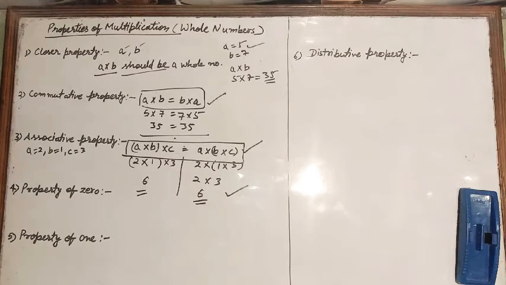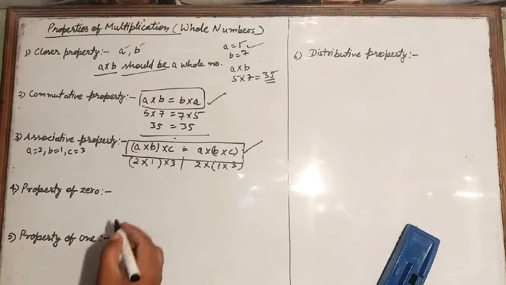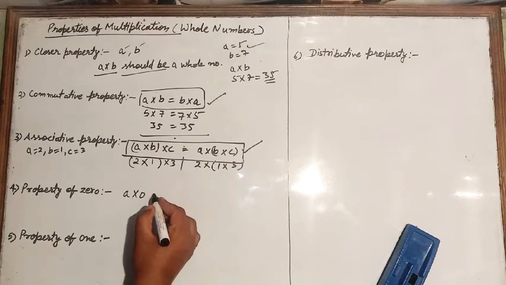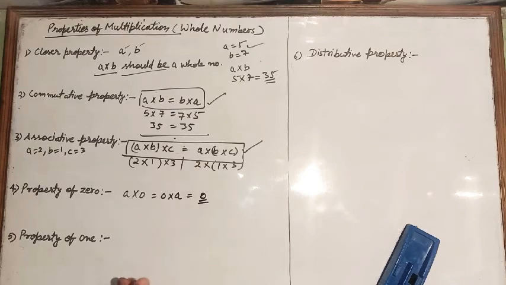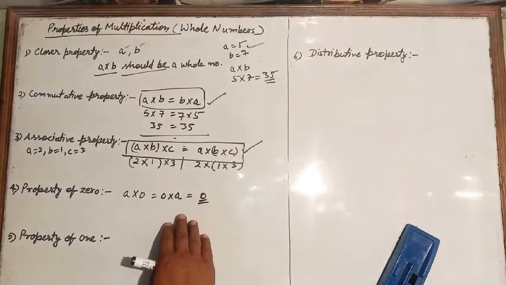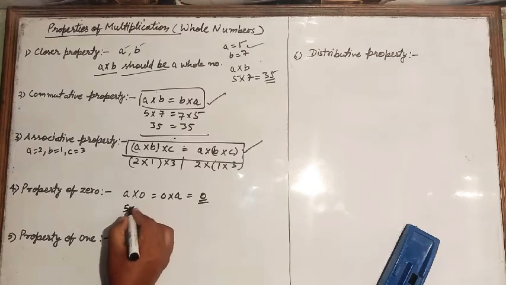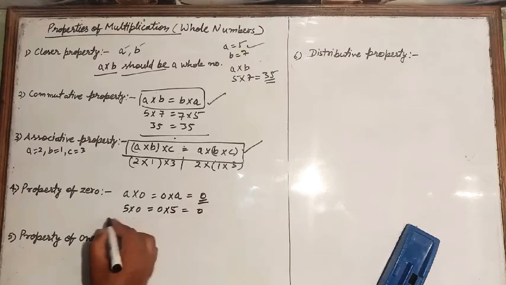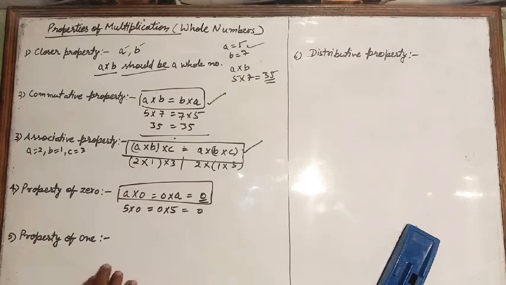Now properties of 0. What will happen if we multiply 0 with a whole number? A into 0, if 0 is a whole number, if we multiply A into 0 or 0 with A, our answer will always be 0. Means for each whole number, if we multiply it with 0, our result will be 0. Like 5 into 0, what will be the answer? 0. Or if we write 0 into 5, what will be the answer? 0. This is the property of 0 in whole numbers in case of multiplication.